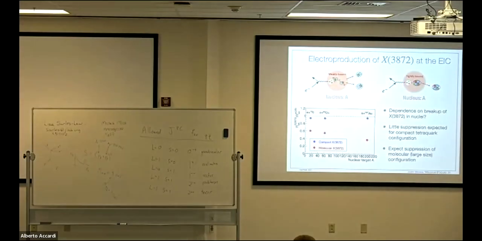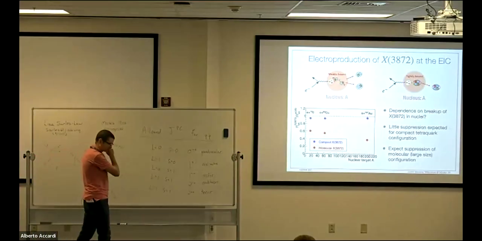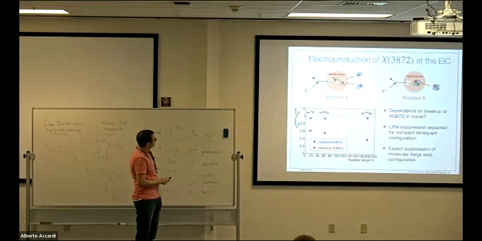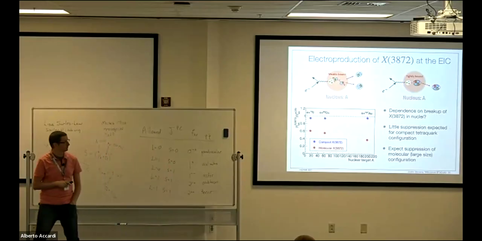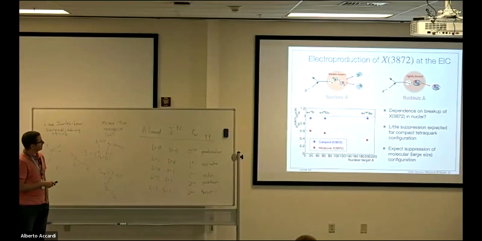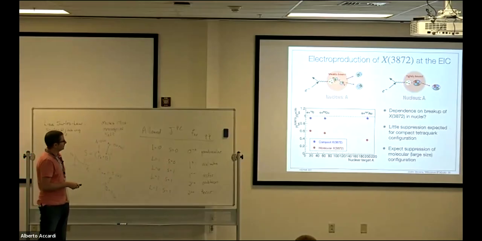And I'll maybe skip this one and talk about what you could do at the EIC. This is a bit of a picture of what this might look like. At the EIC, you have an electron beam. And so the electron beam comes in, you could make something like this X3872 inside of a nucleus. You had an ion beam to hit with your electron. And then you could basically ask, how easily does it escape based on what the A of the nucleus is.